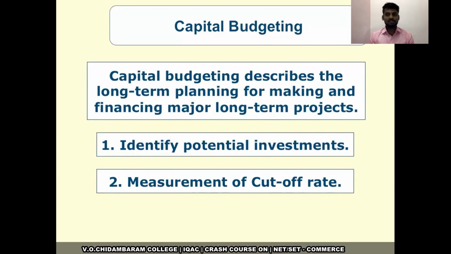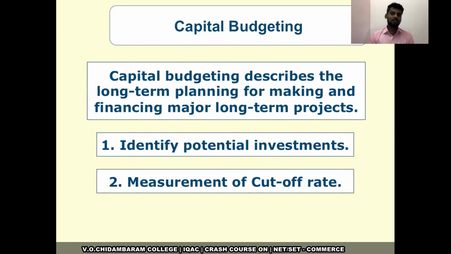So as we discussed earlier, we are doing capital budgeting for two important reasons. First one is that you are going to identify the potential profitable investments. The second is the measurement of cutoff rate. This we already discussed in the previous session, but let me quickly go through it once again. So the first point is identifying potential investment.